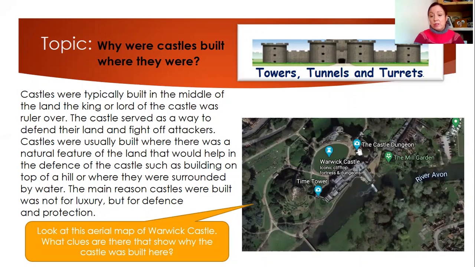And then also the water acted as a barrier to anybody who was trying to attack the castle from that side. And then also with it being on a hill as well, it meant that the attackers had all that effort to put in to try and run and take the army up the hill to try and then attack the castle.